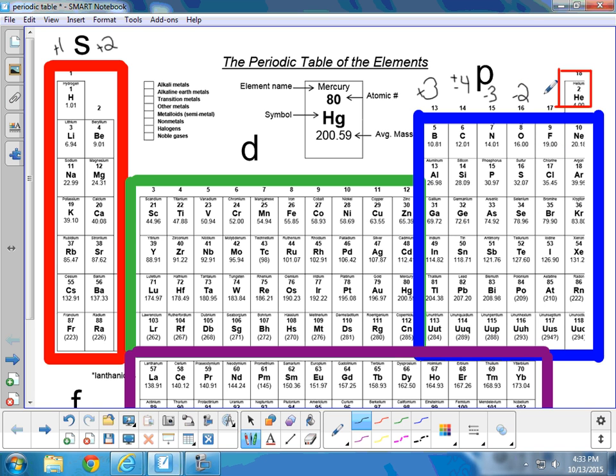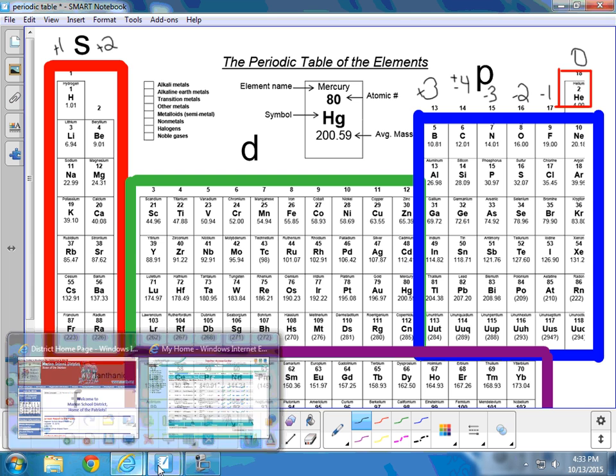Group 17, they will gain 1 electron. So they become a negative 1 charge. And the noble gases, they already have 8 valence electrons. So they want 0. They will not have a charge. I would add these charge numbers to your periodic table in your text or in your notebook.